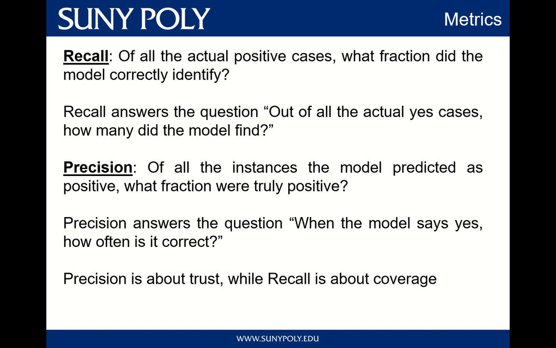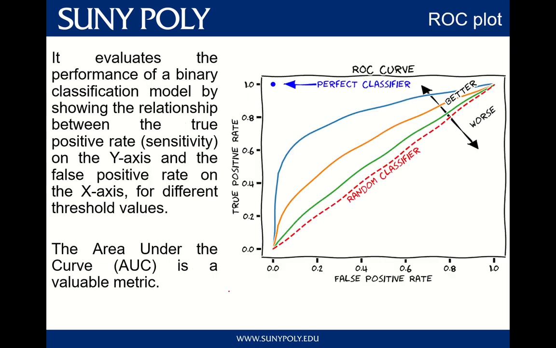Okay, so this is a summary of the metrics. The idea with recall is, out of all the actual positive cases, or the ones, how many did the model find? So it measures the frequency, the quantity. Instead, the precision focuses on the quality. When the model says yes, or positive, or one, how often is it correct? So precision is about trust, the quality of your model, and recall is about coverage, how many are found correctly.